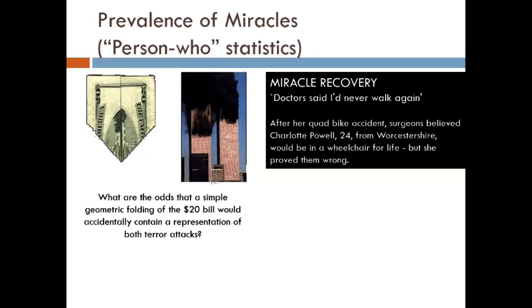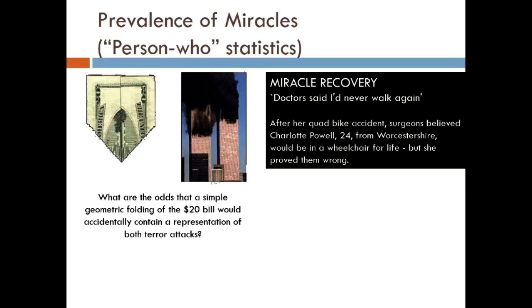Doctors deal in probabilities all the time. Given 100 patients with this kind of accident, 70 of them end up paralyzed. So she proved them wrong, though, right? She was able to walk again. Well, she didn't prove them wrong. She proved that she's in the 30% instead of the 70%, or whatever statistic she had been offered.